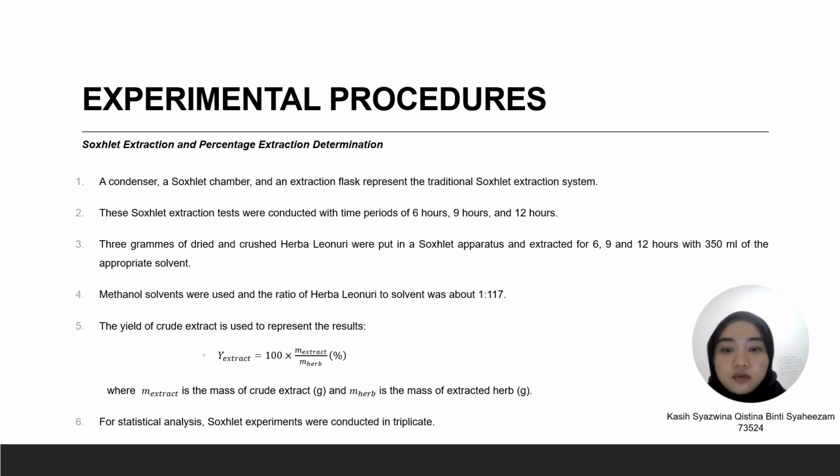Methanol solvent was used, and the ratio of herbal material to solvent was about 1 to 117. The yield of crude extract is used to represent the results. And then the Soxhlet experiment was conducted in triplicate for statistical analysis.